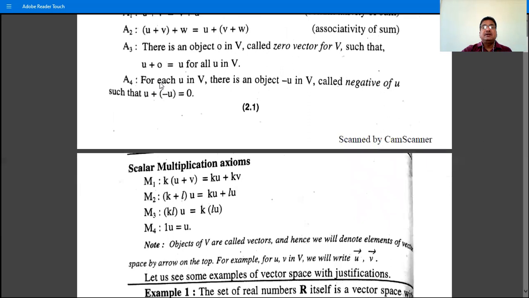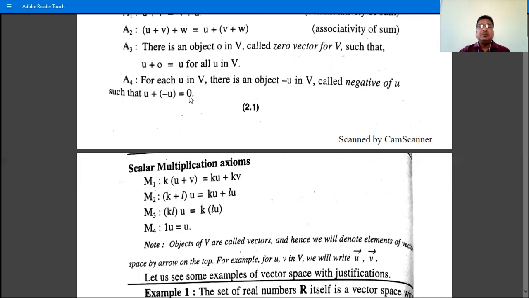A3, property A3. Then property A4: for u in V, there is an element minus u in V, called the negative of u, such that u + (-u) = 0. So this is the additive inverse of u. So u and minus u, that is the negative of the number, exist in the set. For every element, its negative also exists in the set, such that their addition is 0.